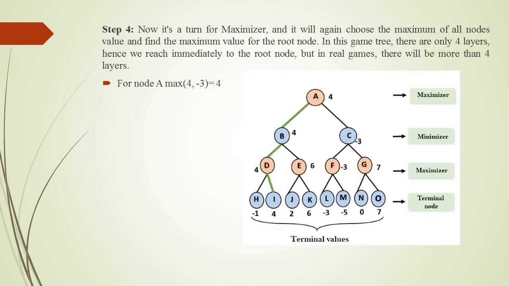Now it is the turn for the maximizer, and it will choose the maximum of all node values to find the maximum value for the root node. In this game tree, there are only 4 layers, hence we reach the root node immediately. But in real games, there will be more than 4 layers. For node A, maximum of 4 and minus 3 is 4, so the root node value is 4.